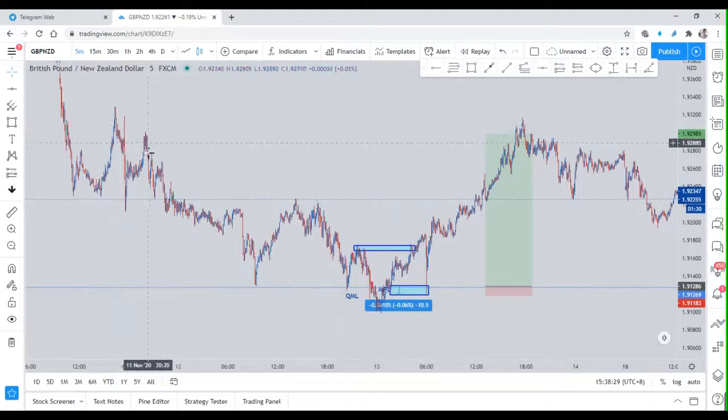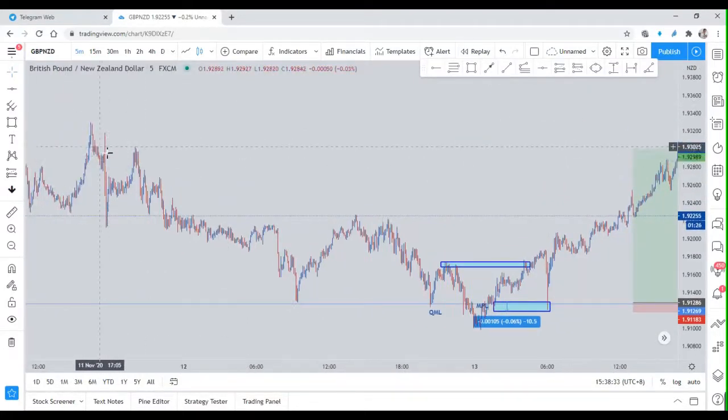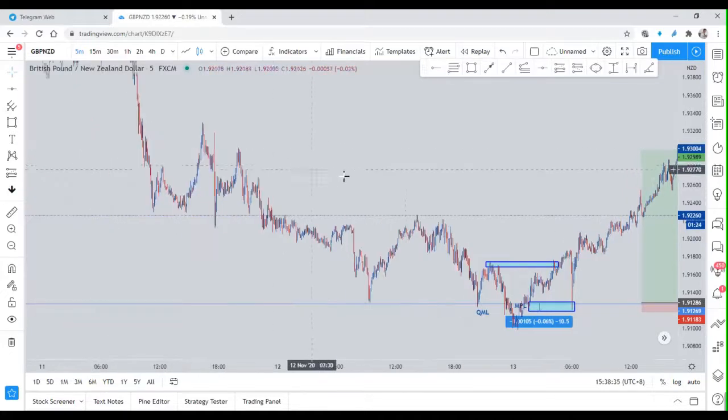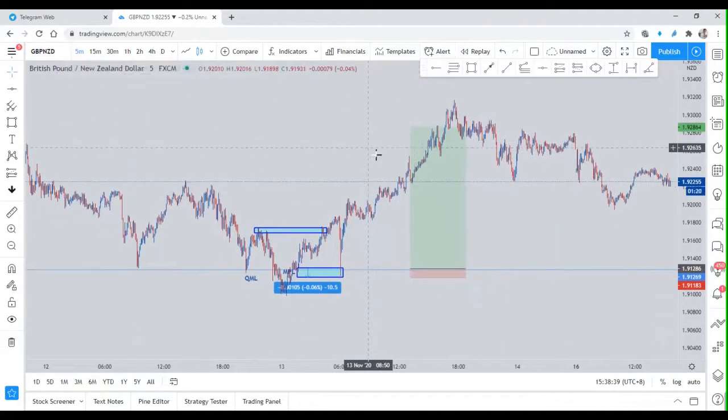But anyway, I'm not going into the take profit right here. There is a bearish engulfing. So this is my take profit zone. But anyway, I'll forget about it. Likely I'll take profit over here.